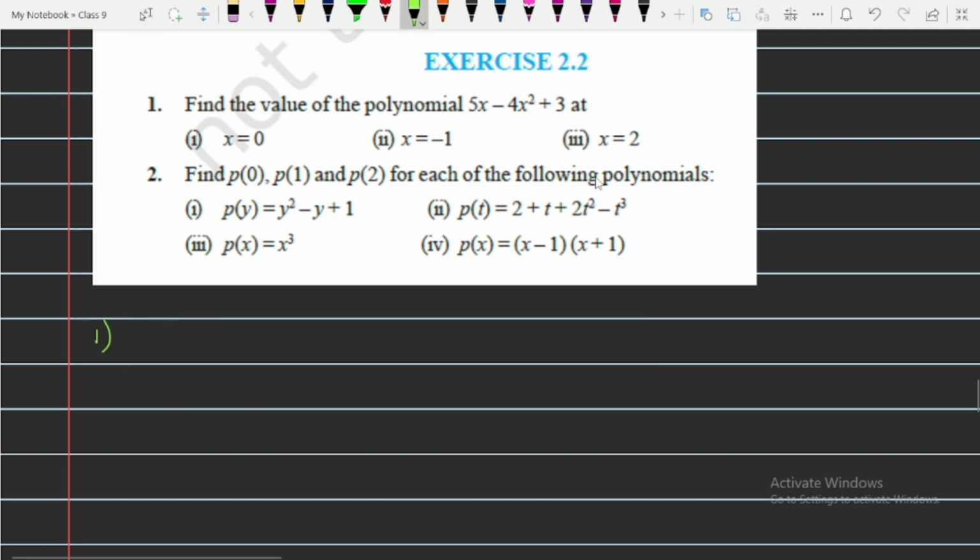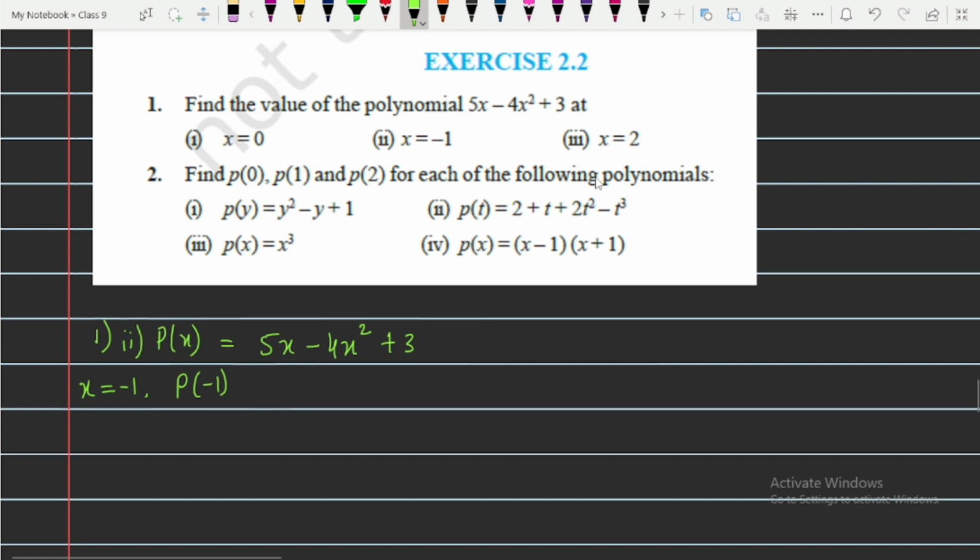We are going to find the value of the polynomial. The given polynomial we will write as p of x. In that we are going to do the second question. P of x equals 5x minus 4x square plus 3. This is the polynomial. Here they gave x equal to minus 1. So we are going to find the value of the polynomial at x equal to minus 1.